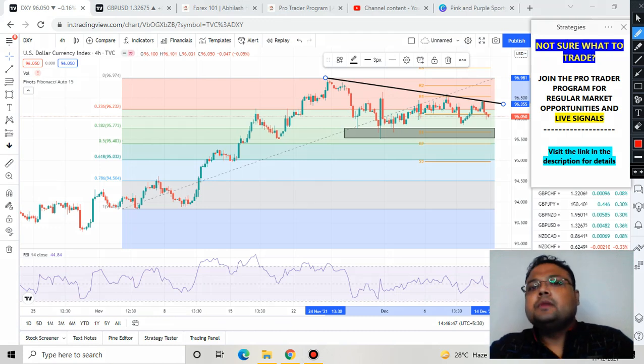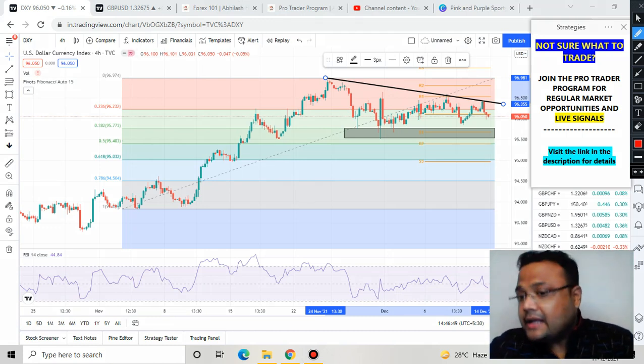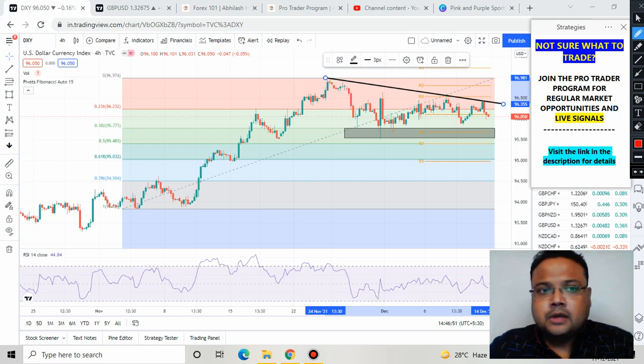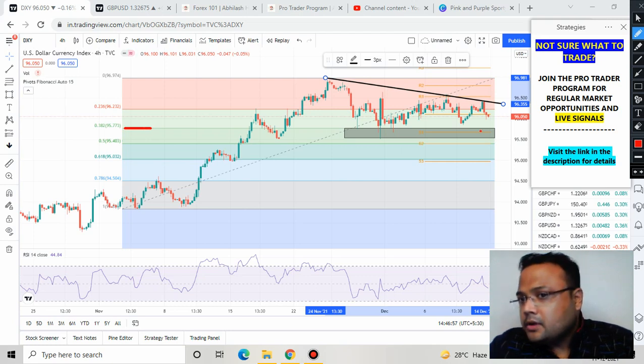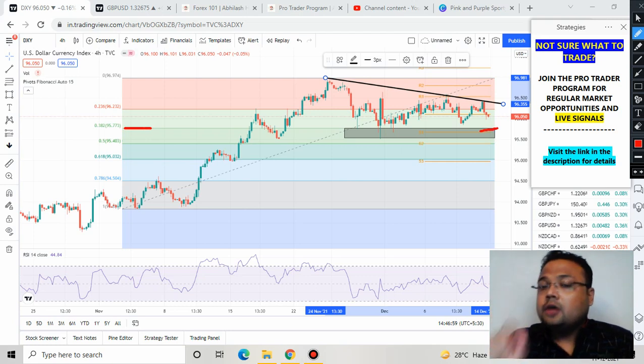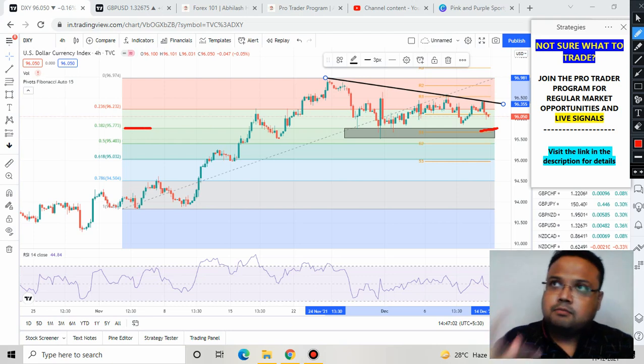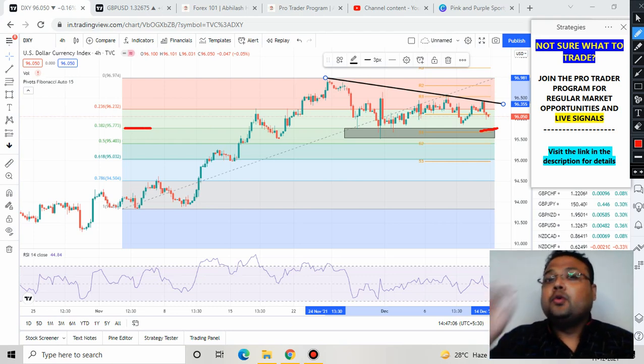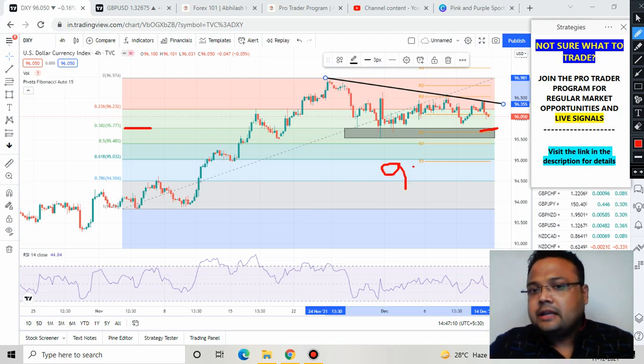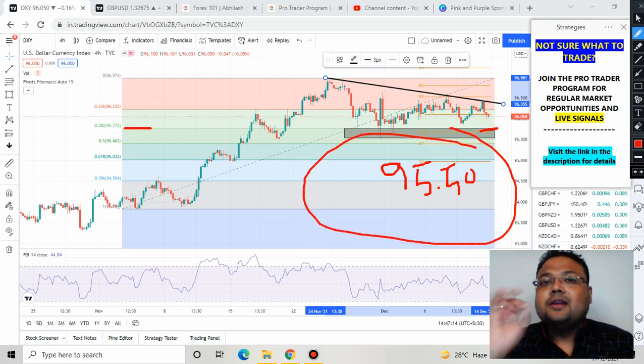And apart from this support level, we also have the additional support from the Fibonacci 38.2% retracement level. So in case DXY comes to this particular level, do not think that there is heavy selling going on and market will be going down. Be careful. Unless the US dollar crosses 95.50, do not consider that there is a trend reversal or downtrend in DXY.